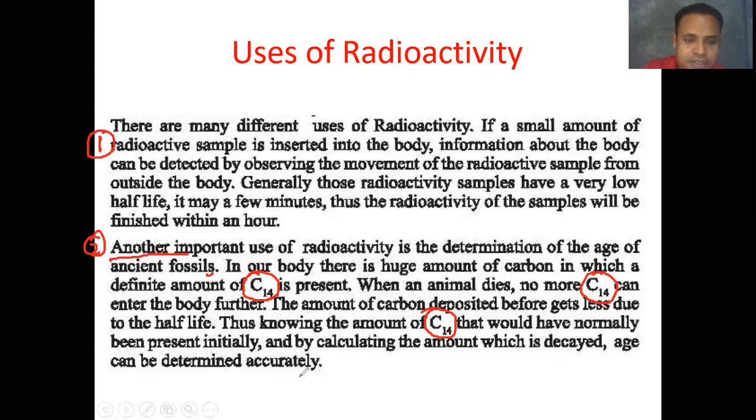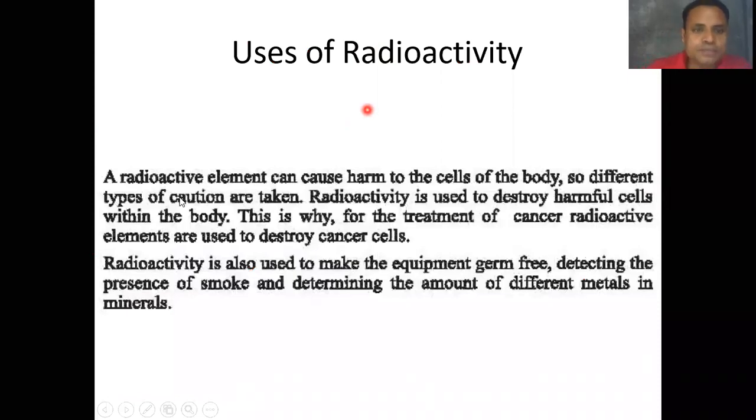age can be determined accurately by using the equation N equals N naught e to the power minus lambda t. So t can be determined by calculating the amount of carbon 14 isotopes. So, these are other uses of radioactivity.